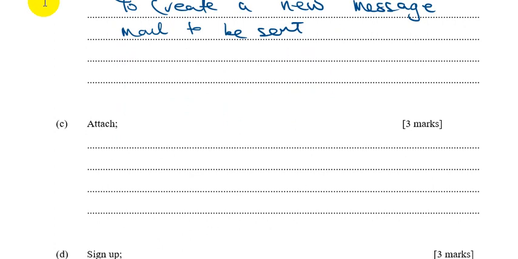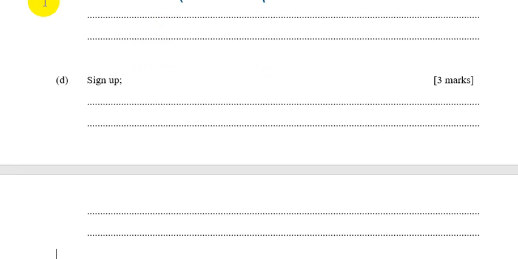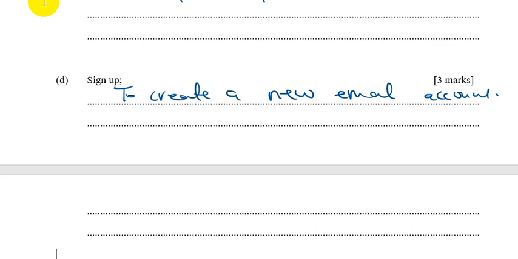Attach is when you want to add something to the message that you are creating, right? So to add a document or picture to a composing message. Now, sign up. Sign up is to register for the first time on an email application, or to create a new email account, simple. That is where you see sign up.